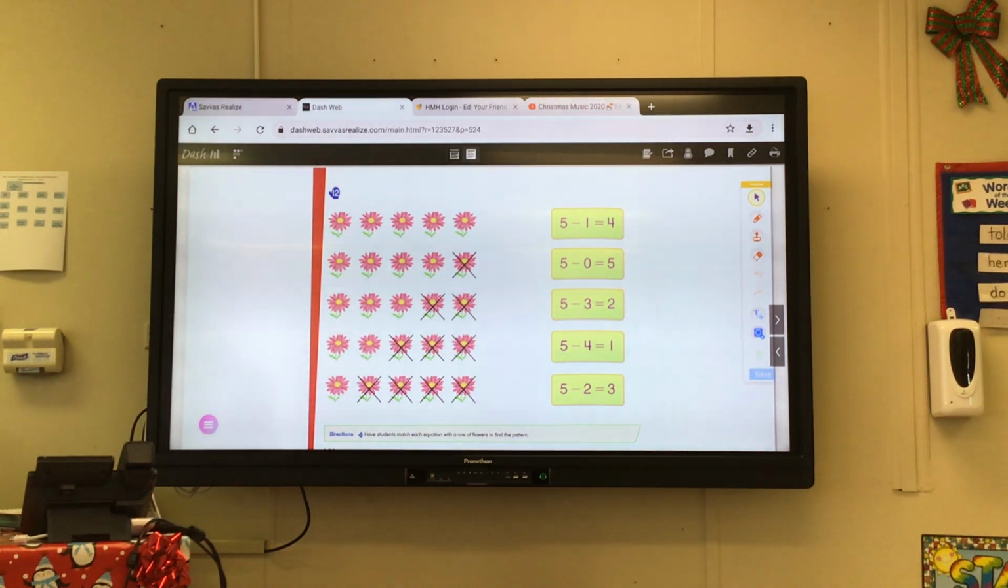You missed one. So which picture says 5 take away 1? Right here. This is 5 take away 1 equals 4. Which picture tells you that? So that goes to you. Okay.